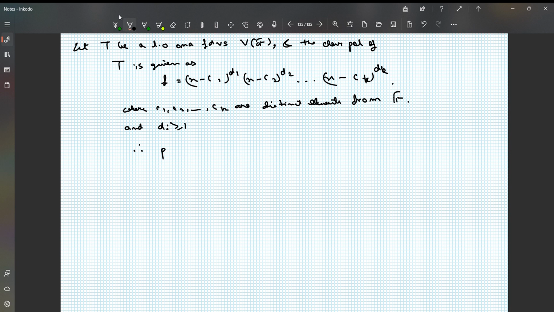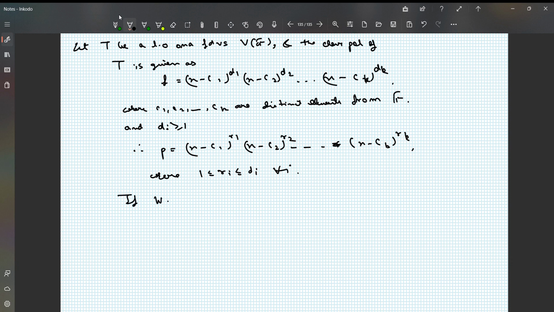And these di's are greater than or equal to 1. Then obviously the minimal polynomial will divide the characteristic polynomial, and the minimal polynomial will comprise the same roots as the characteristic polynomial. Therefore, the minimal polynomial p should be of the form x minus c1 to the power r1, x minus c2 to the power r2, and so on till x minus ck to the power rk, right? Where obviously each ri is less than or equal to di and greater than or equal to 1. This happens for all i.